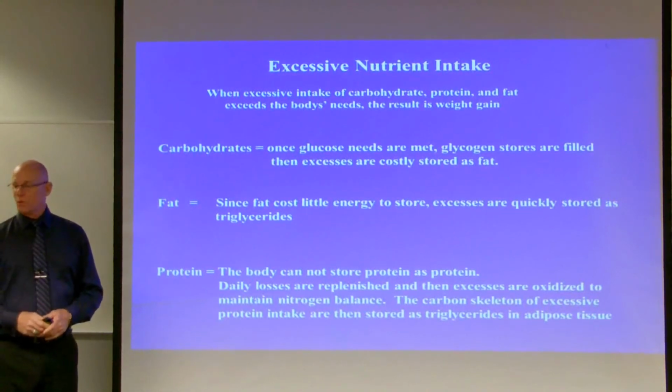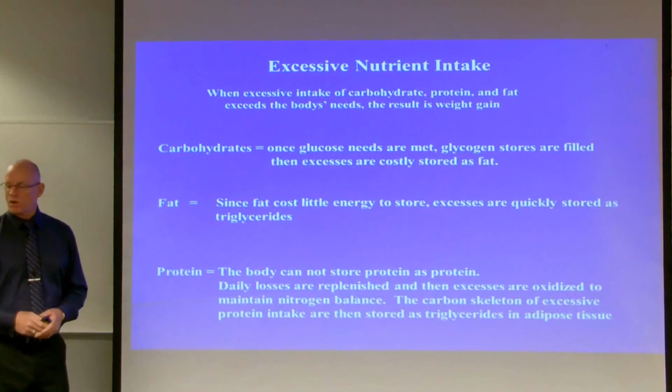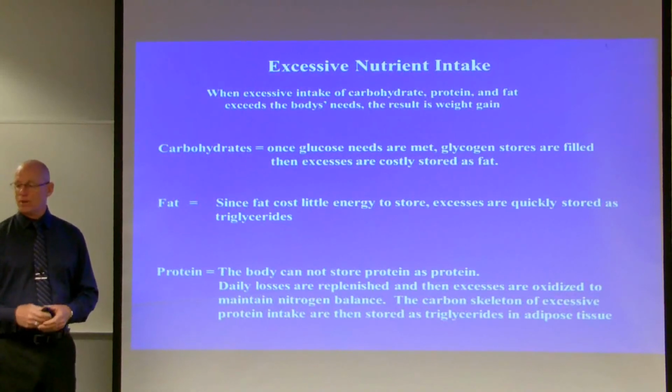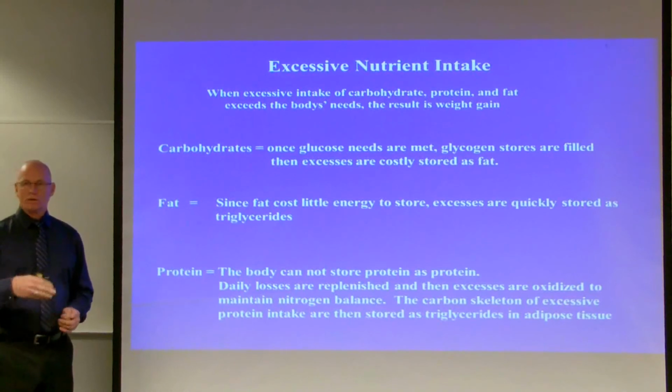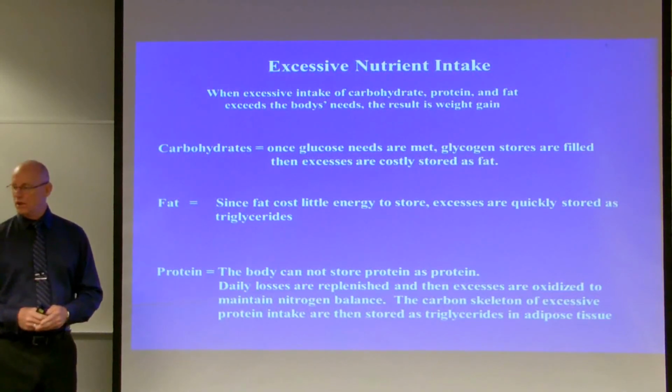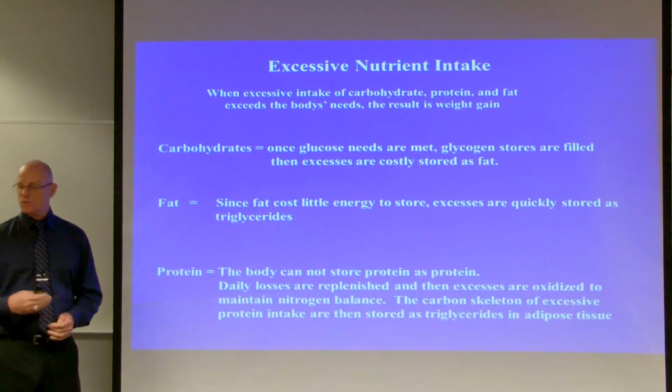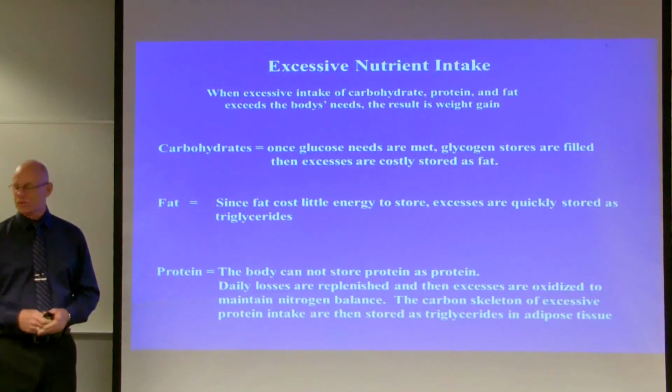Excessive nutrient intake. When excessive intake of carbohydrates, proteins, and fat exceeds the body's needs, the result is weight gain. Carbohydrates, once glucose needs are met, then the glycogen stores are filled and the excess is costly to store. So we'll start storing the carbohydrates as glycogen, and then the fat, since fat costs little energy to store, excesses are quickly stored as triglycerides. It doesn't take that much energy to store fat as fat.